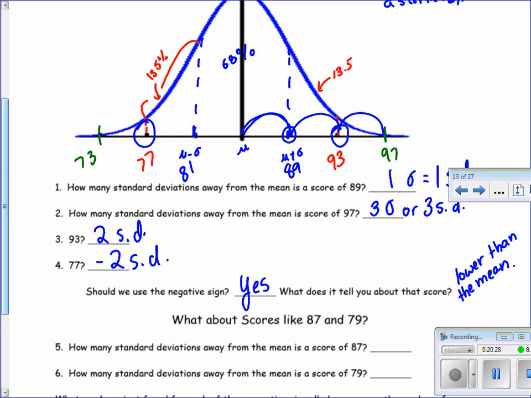So 87 is somewhere between 85 and 89. So it's within one standard deviation. Okay? How many standard deviations away from the mean is a score like 79? Well, it's within, let's see, 1, 2, within 2 standard deviations. Okay?